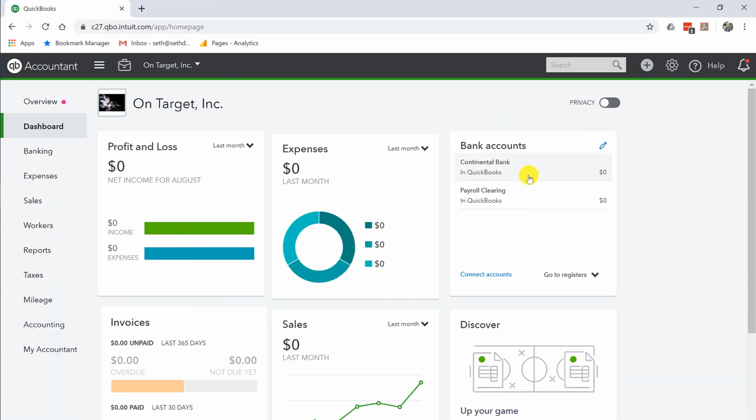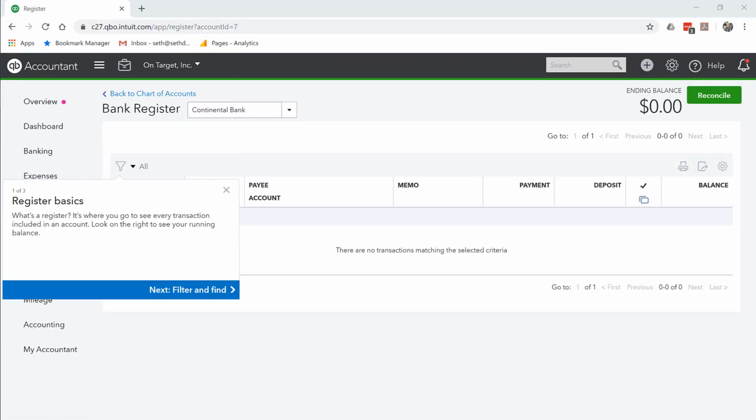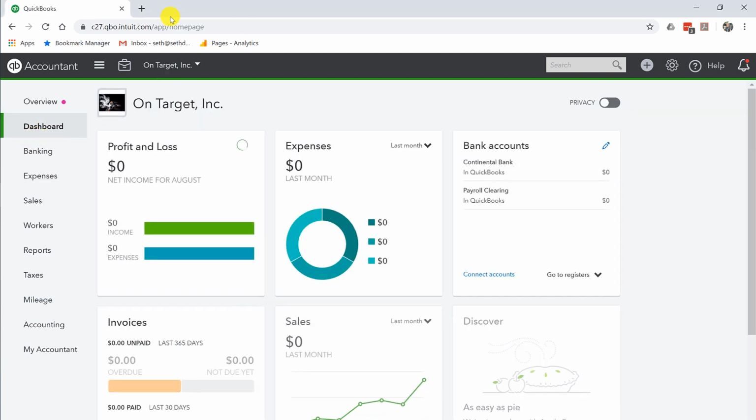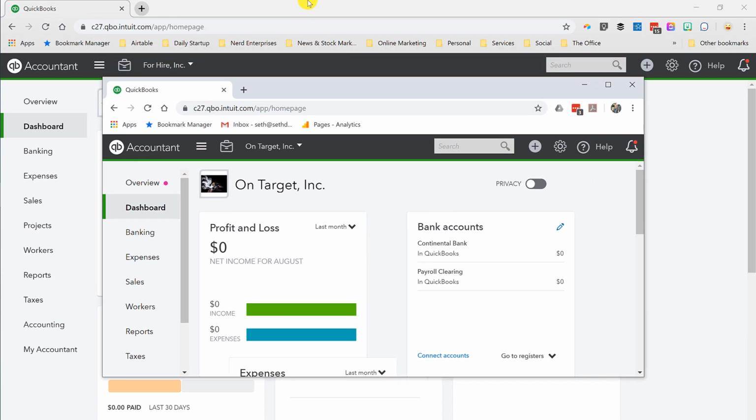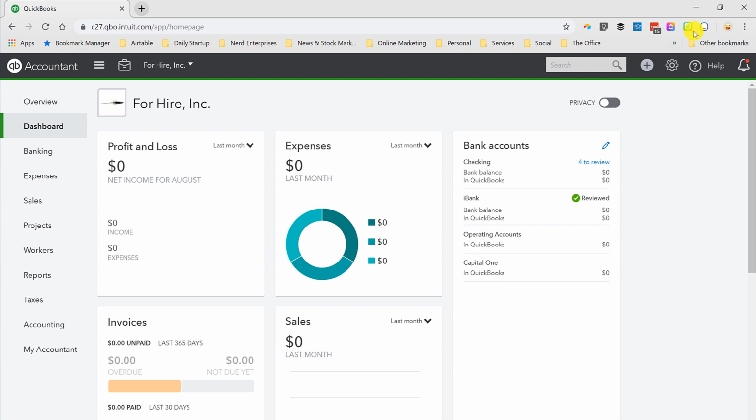Anyway, so how to do the loan directly. Let's say For Hire Inc. loans $100,000 to On Target Inc. Okay, so I have On Target Inc.'s books here in this one browser session, and I have For Hire Inc.'s books here in another browser session.